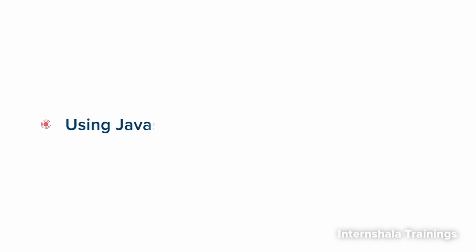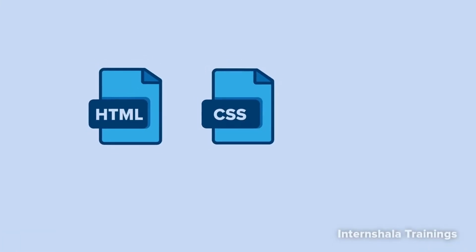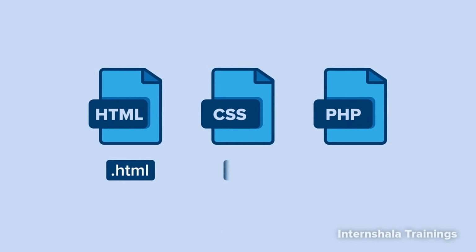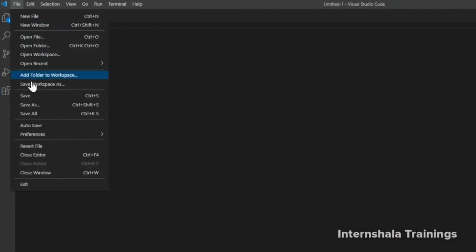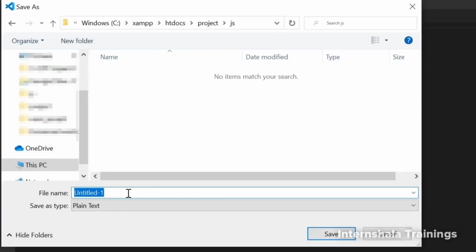Coming to the next segment of this video, we will see how we can use JavaScript files. As HTML, CSS, PHP files are saved as .html, .css and .php respectively, similarly, JavaScript files are also saved as .js. So let me save a new file and save it as script.js for future use. Also, we will store this and all the other JavaScript files inside the JS folder, which we have already created inside the project folder.